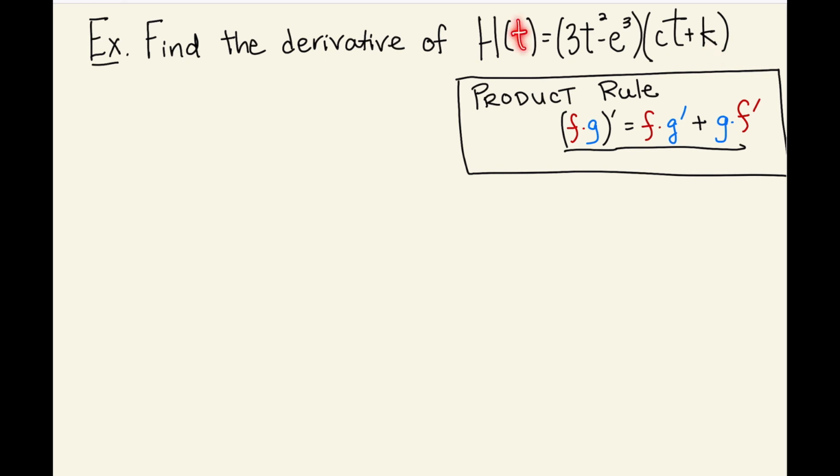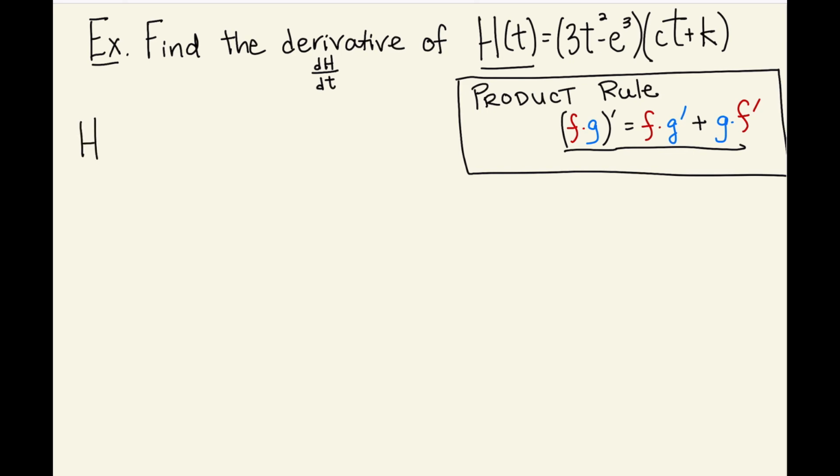Okay, so our variable, though, is t. So just to emphasize that point, I'm going to write, we could say that we want to find the derivative dh/dt. That's the derivative of h with respect to t.